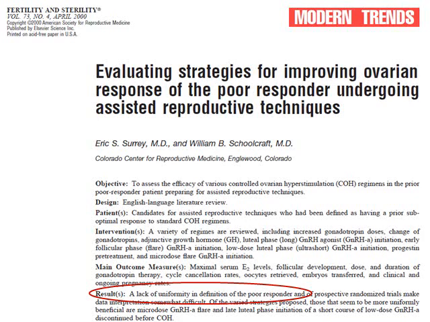Because in this seminal paper by Surrey and Schoolcraft, published 20 years ago, they were trying to evaluate the different strategies for the management of poor response. And what they found, as you can see at the bottom end of the slide, is that there is no uniform definition. In fact, they said that there were about 28 definitions that people were using to evaluate poor response. So we really need a definition.